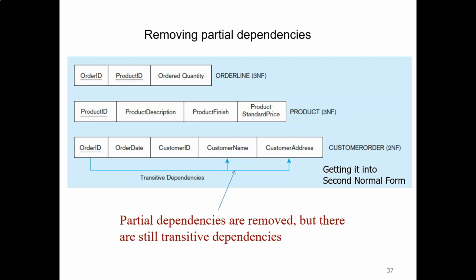What about this table? Well, if you look at this table, it has order ID as the primary key, right? But the customer ID here can also determine the customer name and can determine the customer address. Well, and the customer ID here is a non-key attribute. So what we have here is a transitive dependency. In order to get to the third normal form, we need to get rid of the transitive dependency.